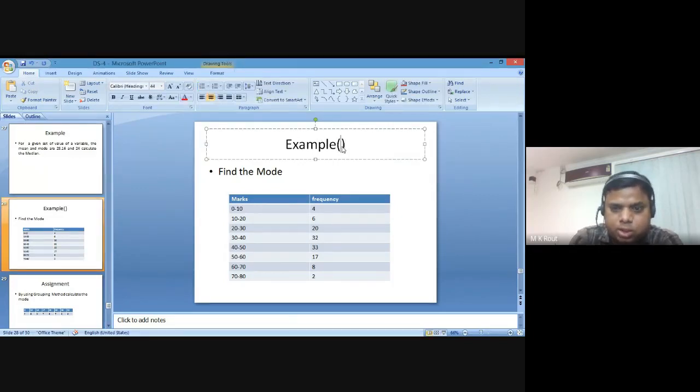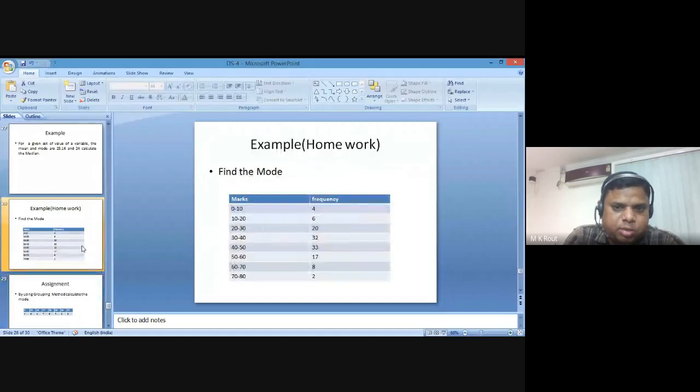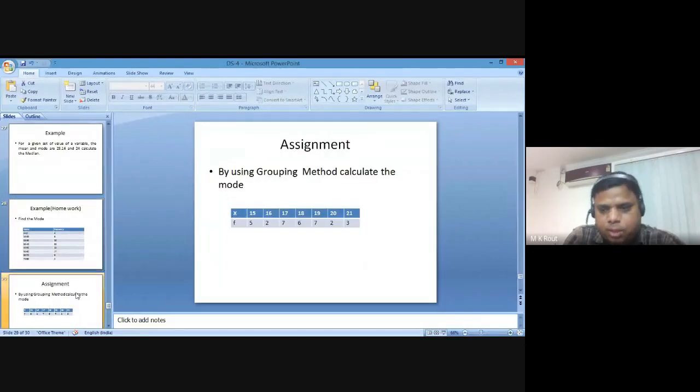Okay, we are running short of time. Just note, all of you. This is for your homework. There is an assignment given at the end of this particular page in case of the grouping method. So starting from this one and this one, I will send through the mail. Okay.